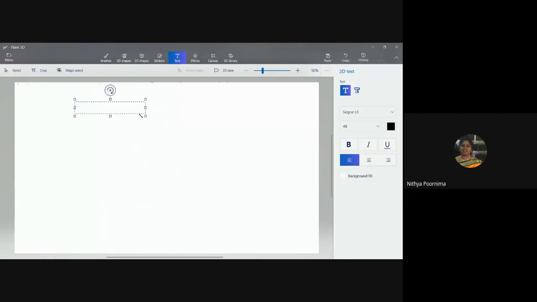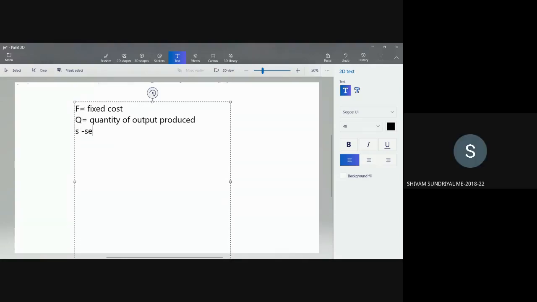What is F? Fixed cost. What is Q? Quantity of output produced. What is S? Selling cost. What is V? Not capital V, small v. Variable cost.